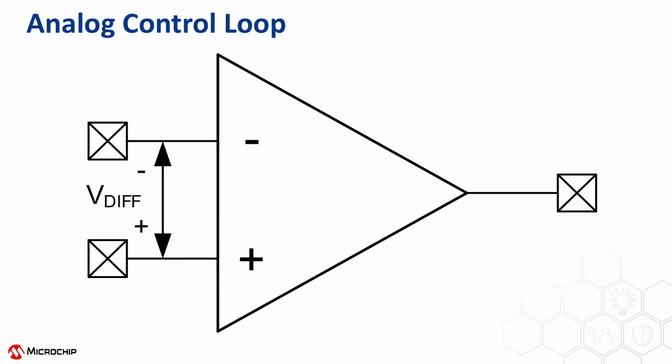Finally, the op-amp can be used as a part of an analog control loop. As mentioned earlier, the op-amp tries to null its inputs to a differential voltage of 0. This effect can be utilized to create control loops for analog circuits. One such application of this is in a linear power supply.